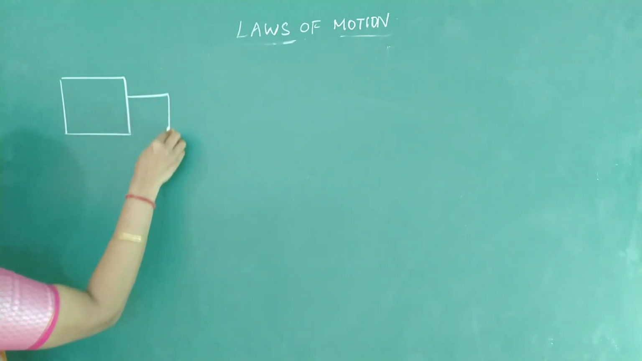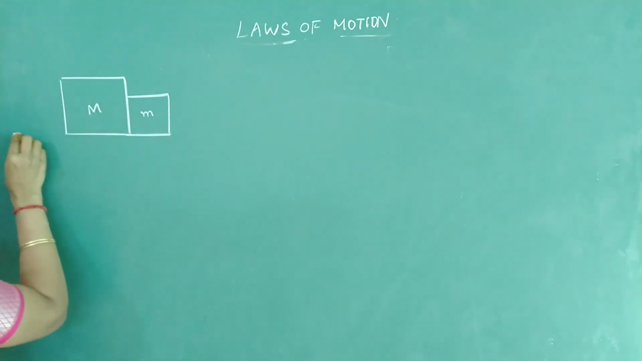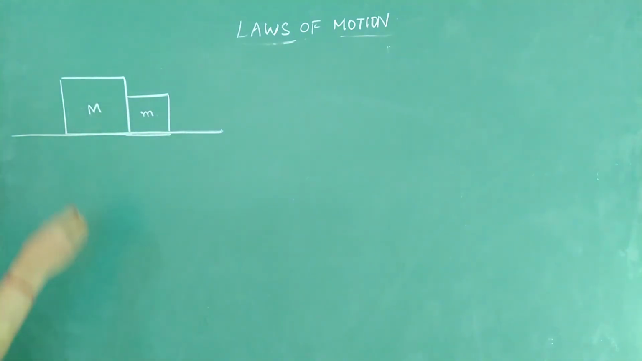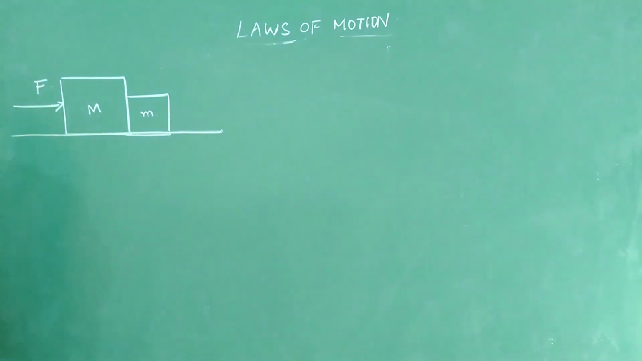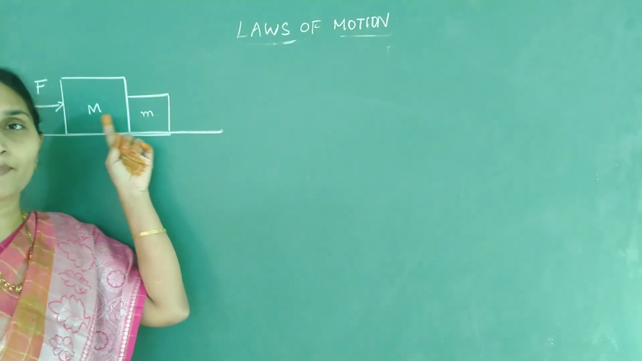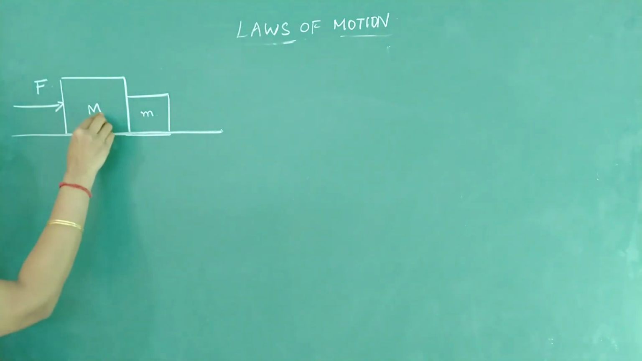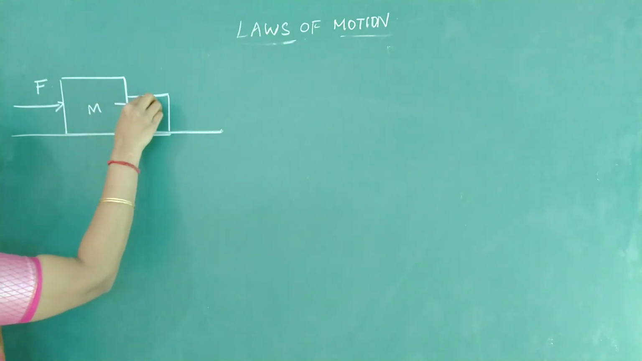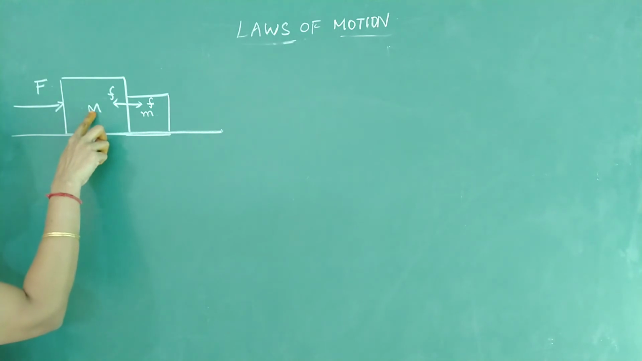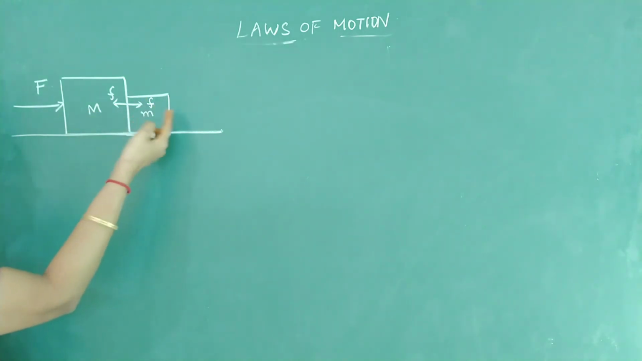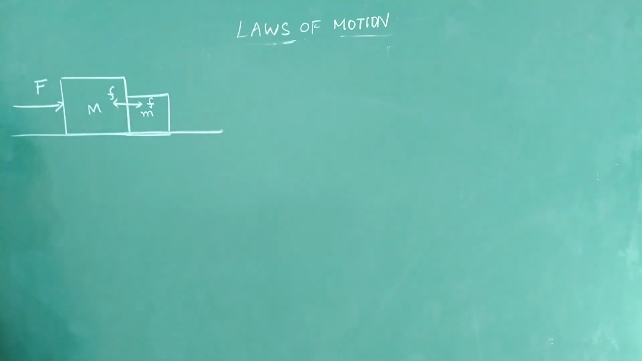Okay, 2 blocks, capital M and small m, are in contact on a smooth horizontal surface, and you have applied a force capital F on capital M. Then the question is, what is the contact force between capital M and small m? See, when you apply a force F on capital M, M in turn applies a force f. Okay, this is action-reaction pair. If M goes and pushes small m with a force f, reaction will also be same. And we are interested in finding what is this value of f.